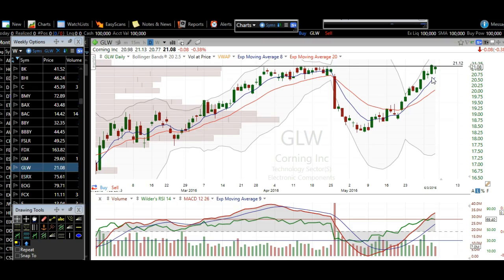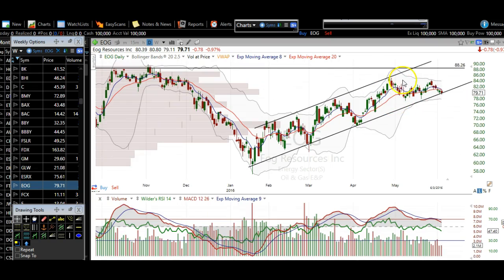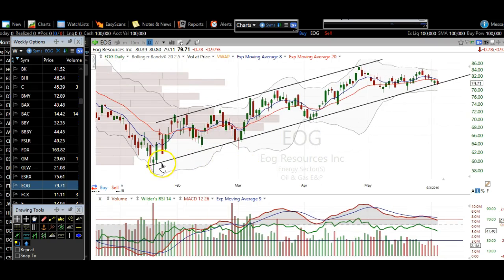Next, I want to cover EOG. EOG is right here in this channel. This is an up channel, and we've gotten a bounce from here, here, here, here, and we're right at it right now. So we're looking for a potential bounce from this level, or a break. So it's kind of at a make or break level for EOG, and this is definitely a trend line that you want to be aware of.